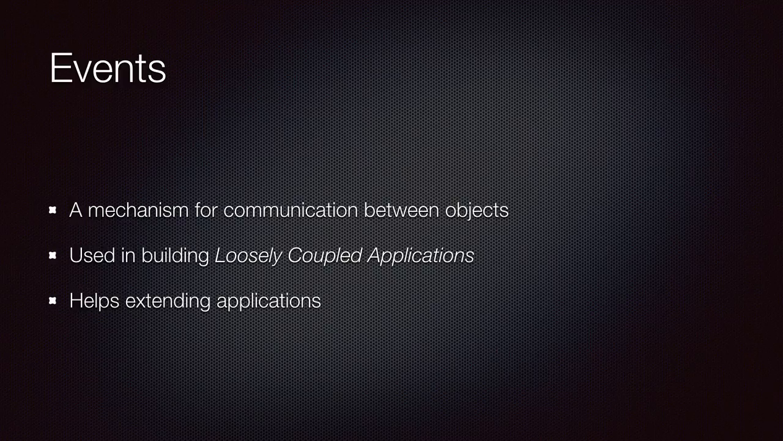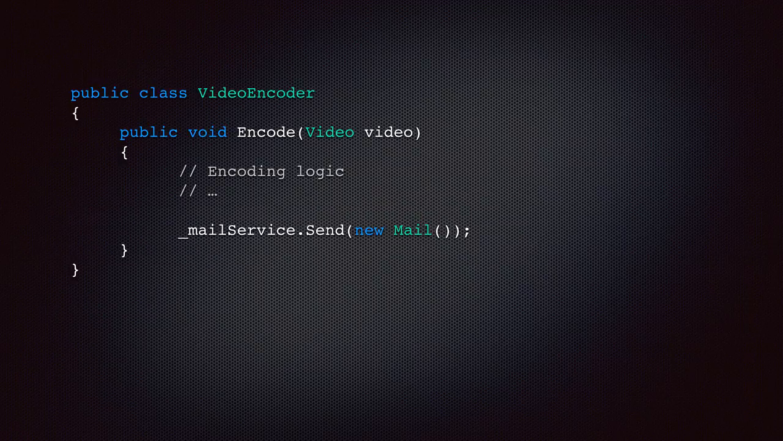Let me show you an example of this in the code. So take a look at this class. This is a video encoder class with one method called encode, which encodes the video that is passed to it. For simplicity, I've gotten rid of the encoding logic. But look at the last line. Here, when the encoding is finished, we use the mail service to send a mail message to the person that owns the video. Now, there is nothing wrong with this code, but let's say in the future, there is a scenario and we may want to send a text message to the video owner.